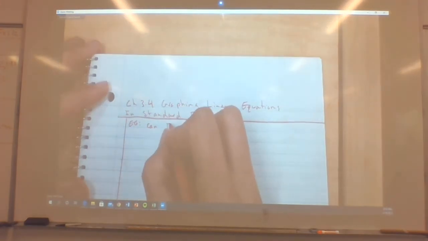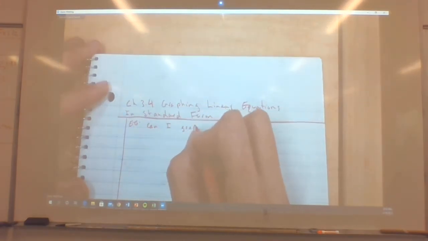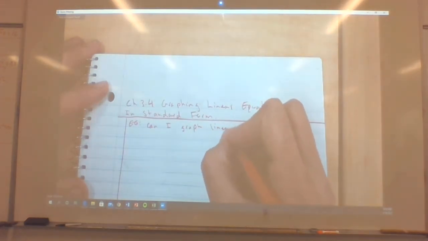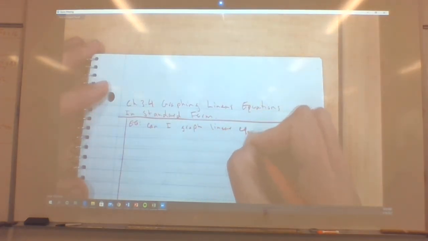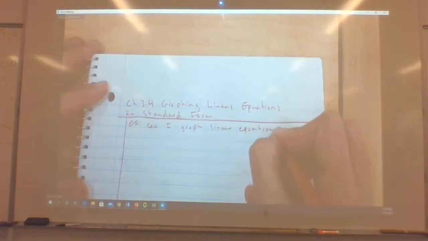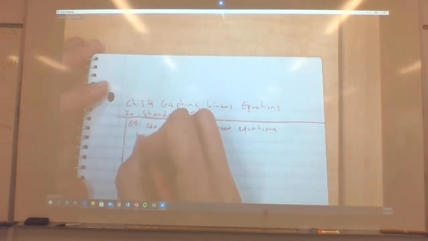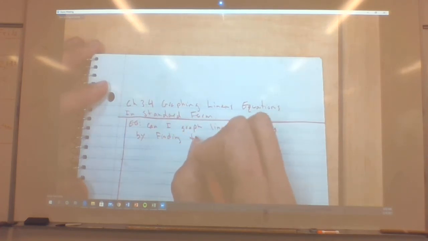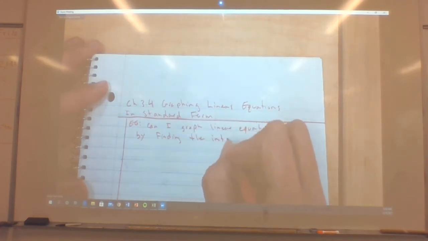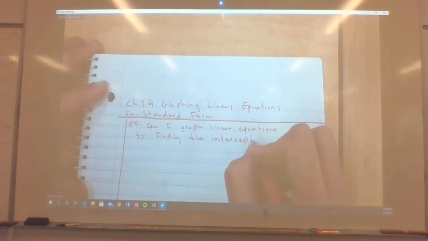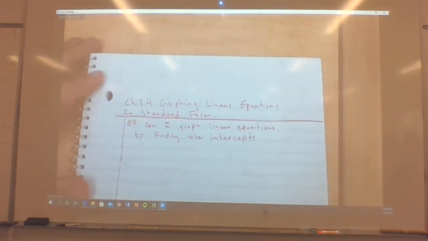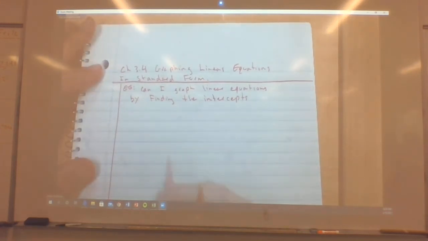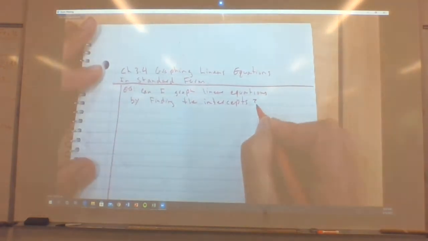Can I graph linear equations by finding the intercepts? Can I graph linear equations by finding the intercepts? That's the big question right there.